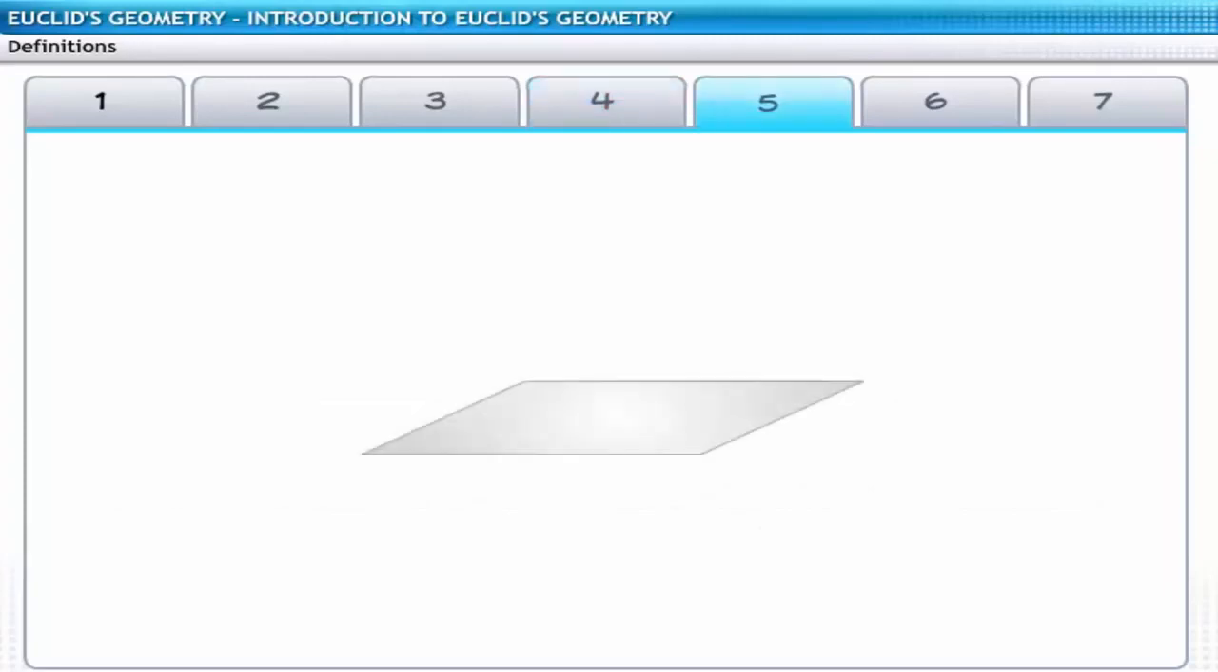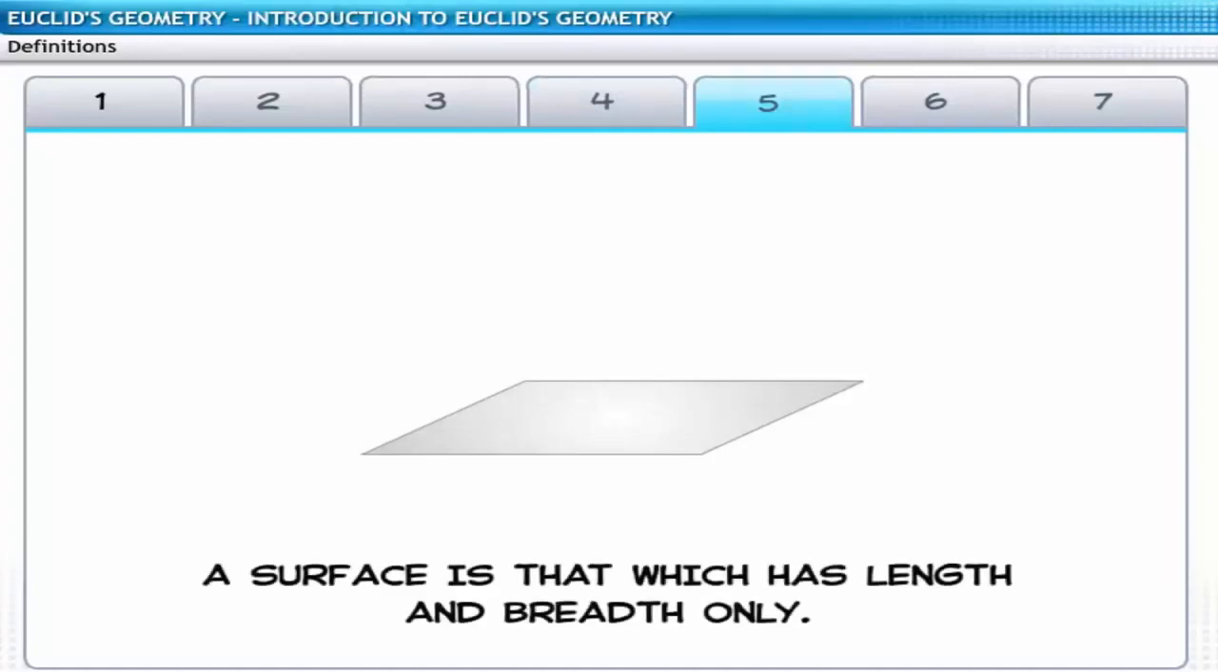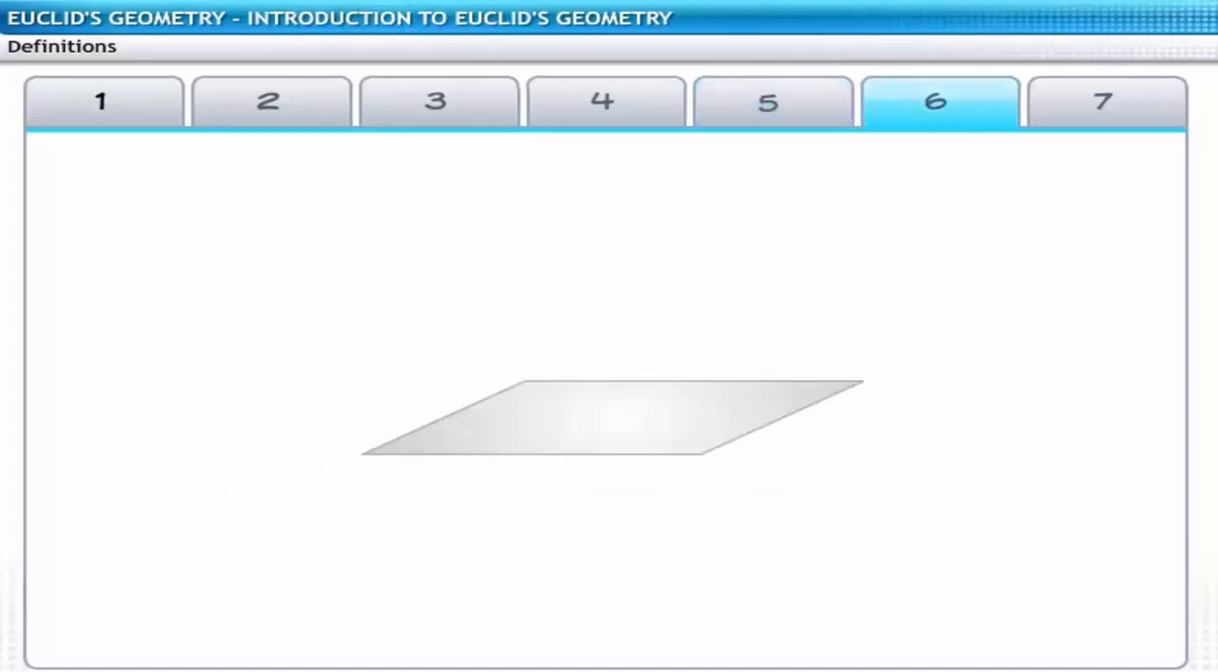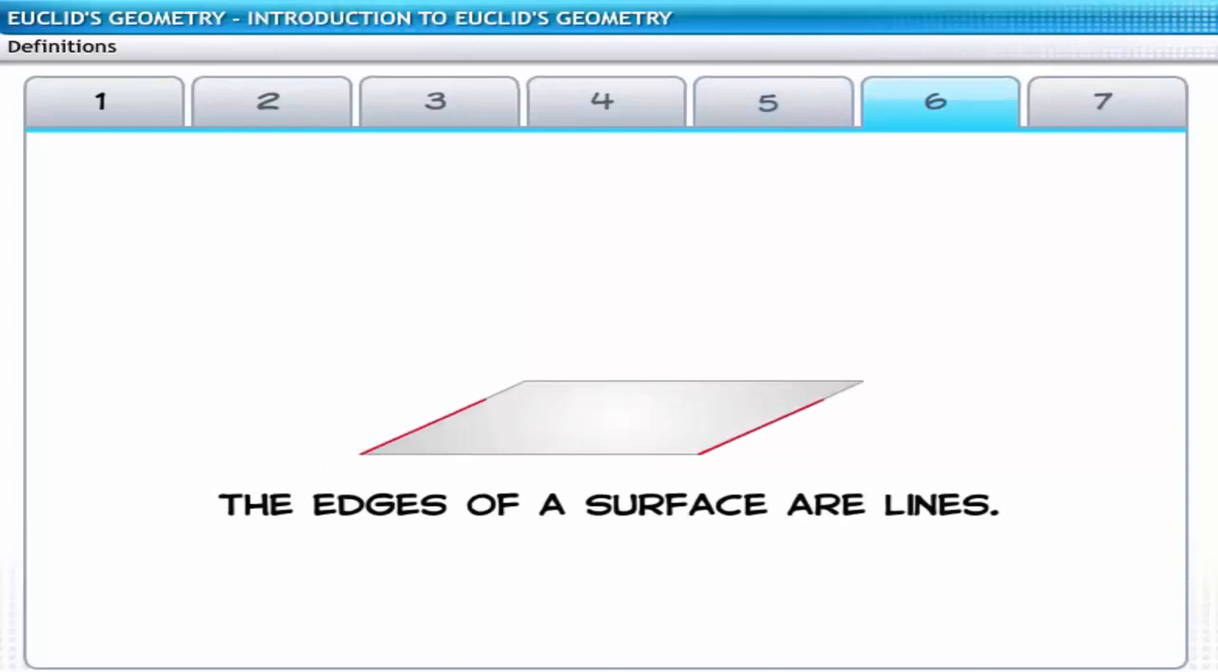The fifth definition states that a surface is that which has length and breadth only. It's clear that the length and breadth account for two dimensions similar to the x and y axes. The sixth definition states that the edges of a surface are lines. This is an extension of the third definition, which says that the ends of a line are points.